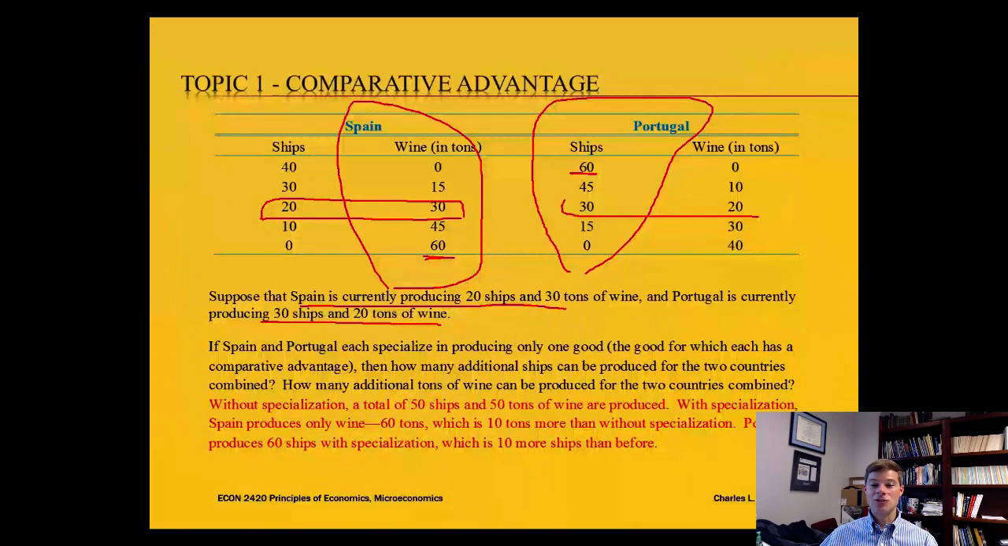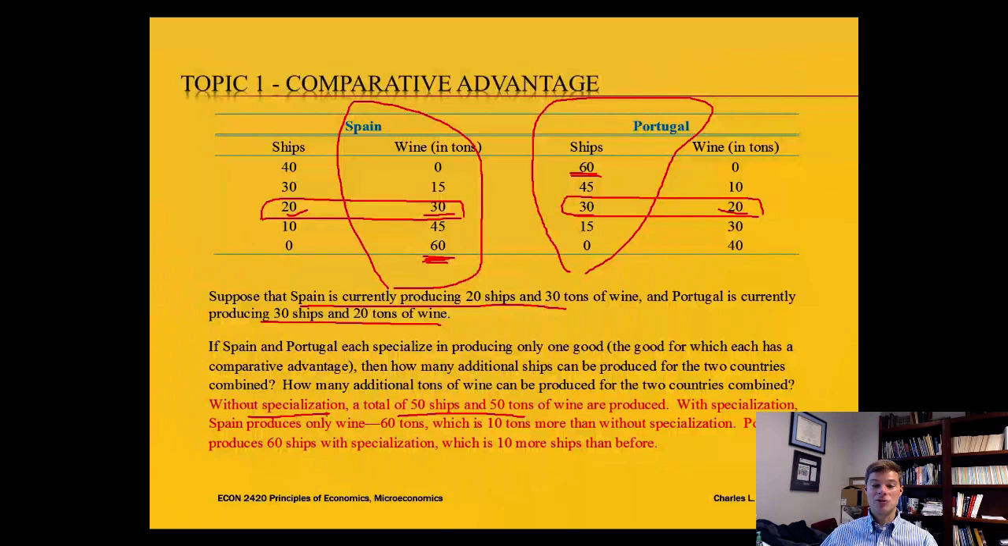So when you combine these two countries, they're going to be able to consume 50 ships, 20 from Spain, 30 from Portugal, and 50 tons of wine, 30 from Spain and 20 from Portugal. So without specialization, without trade, 50 tons of wine and 50 ships are produced. But with specialization, Spain is able to make 60 tons of wine, and Portugal is able to make 60 ships. That's 10 more tons of wine than before without trade. That's 10 more ships than before without trade.